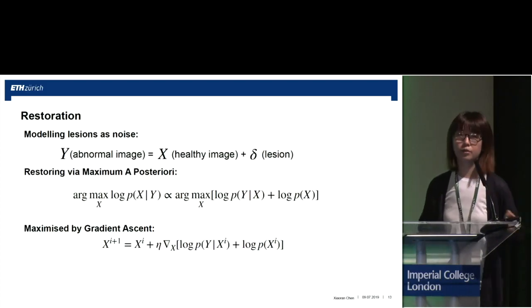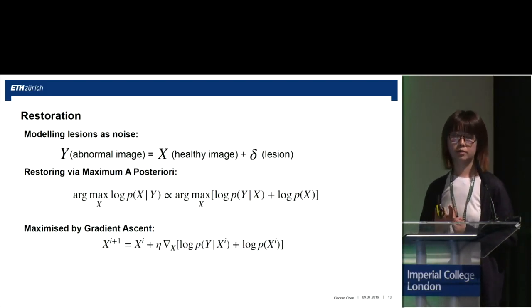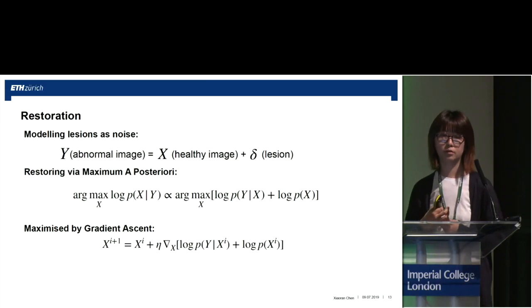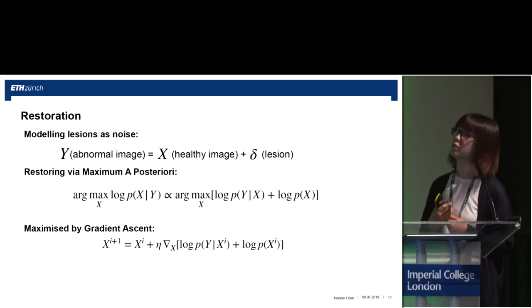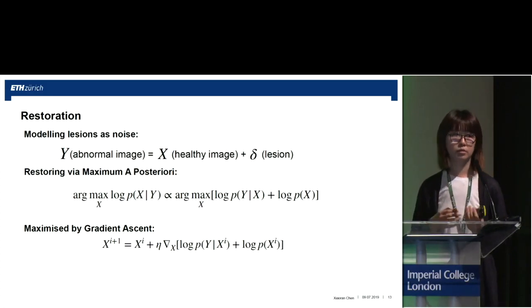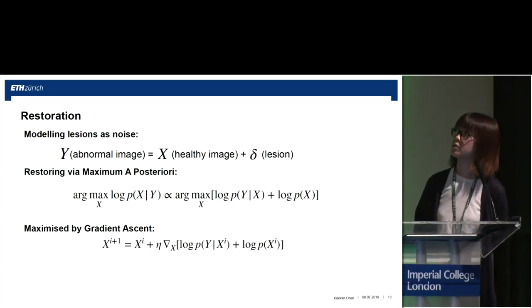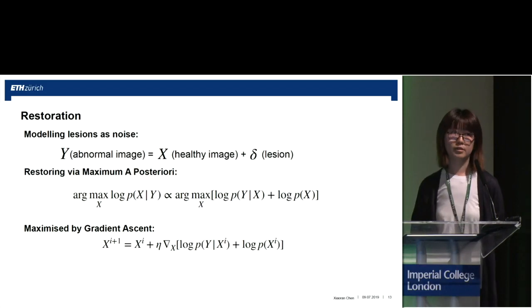Training a VAE or VAE-based method is rather straightforward and has been demonstrated in the original papers, so we give more details about the image restoration step. To restore the image, we assume the lesion as noise. So we have the following formulation: the abnormal image consists of the normal image plus noise, which is the lesion in our case. With this assumption, we can further formulate the maximum a posteriori problem as the second equation. This MAP problem can be solved iteratively by gradient ascent with the learning rate of eta.